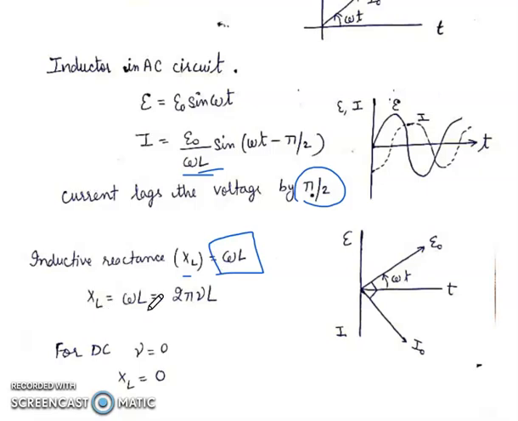XL is equal to omega L or 2 pi nu L. For DC, nu is 0. DC, direct current की frequency 0 होती है. So XL for DC current will be 0. It means that inductor will not give any resistance or opposition to direct current. For phasor diagram, if this is the EMF E naught, then I naught lags behind by an angle of 90 degree.